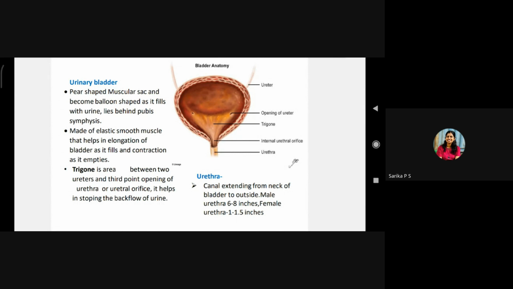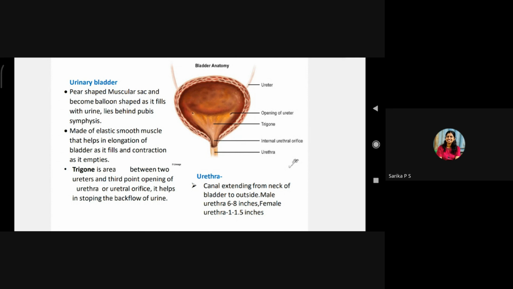No, ma'am, clear. Okay. So the next point is that it is made of elastic smooth muscle that helps in elongation of the bladder as it fills and contraction as it empties. Same thing, when it is getting filled, it stretches up, and when it's getting emptier, it contracts.